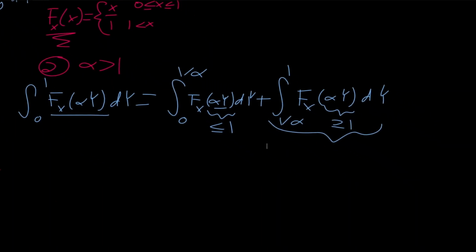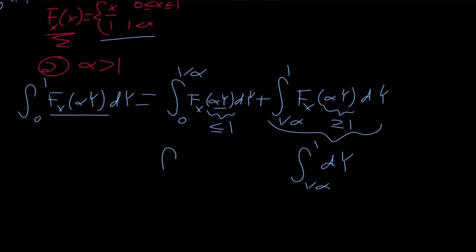So in this case right here, since the argument is always greater than or equal to 1, this is actually equivalent, by definition, to just integrating 1. So we have the integral from 1 on alpha to 1, just dy. But on this other side right here, we just have f sub x equaling x on this region. So we're integrating from 0 to 1 on alpha of alpha y dy itself. And we need to add those two together.